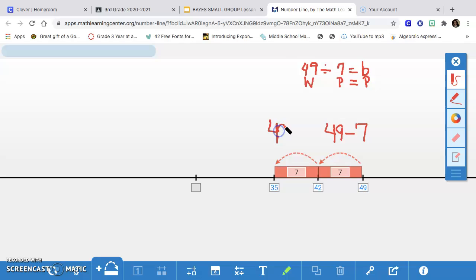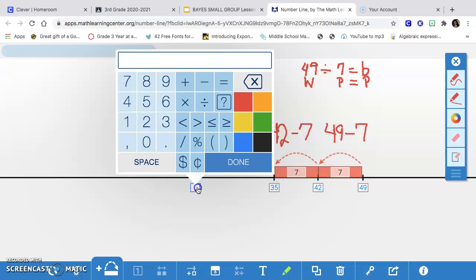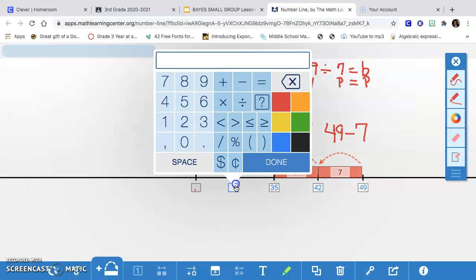And this is going to show you what that looks like as you hop across that number line. Remember, Miss Bays is not a very good writer here. So 42 minus 7 gives you 35. Now, I'm going to go back here, and I'm going to hop again. And this time, I'm going to hop back 7. And I know that 35 minus 7 gives me 28.